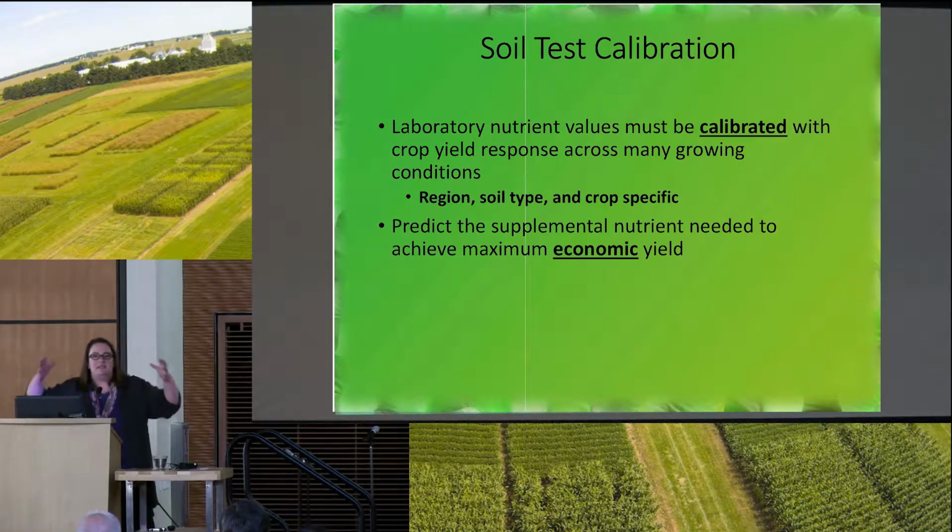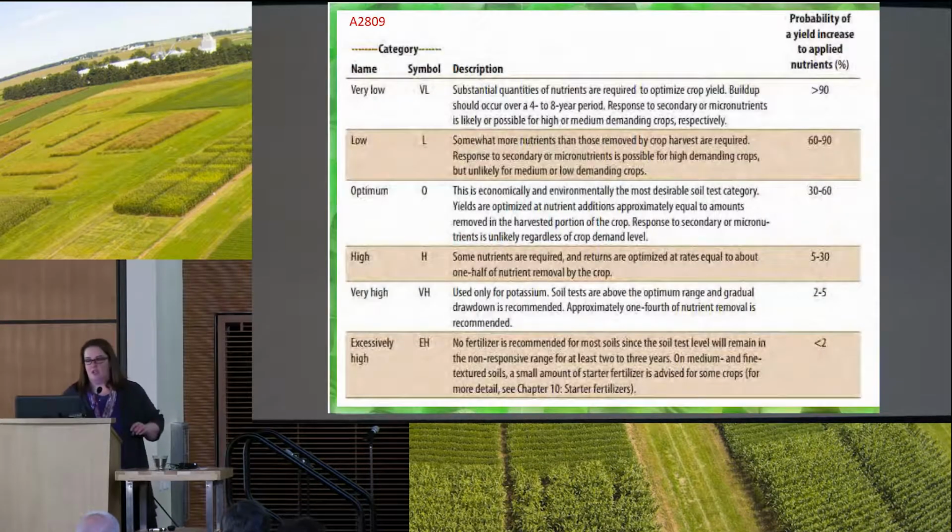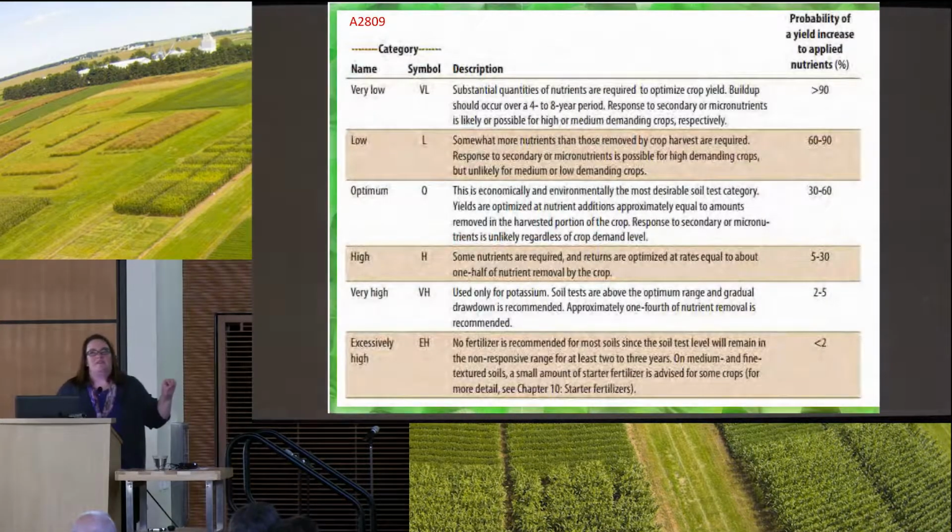And so all of these tests and these correlations, these calibrations are very intense, and they've been worked out over time, and they're based upon achieving a maximum yield. So I'm pulling this out of A2809. So if you're in Wisconsin, you know this. This is the fertility recommendations, and it was the first picture on my first slide. So coming back to the extension recommendations for nutrient or fertilizer applications, right?